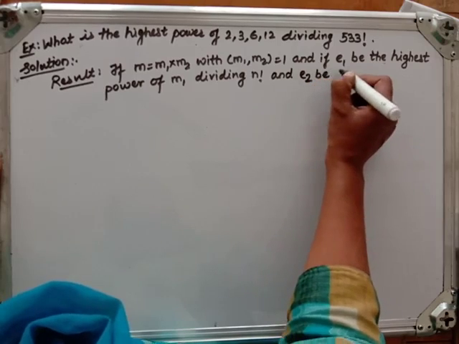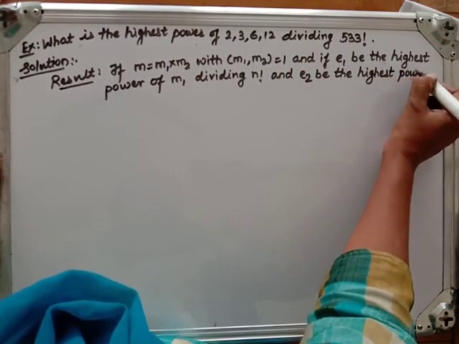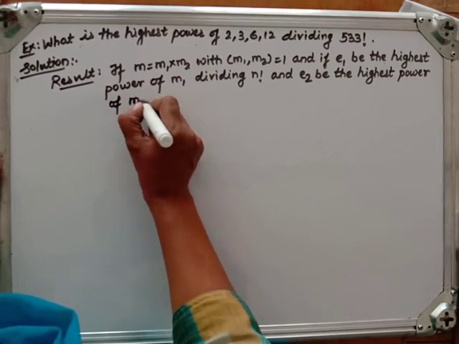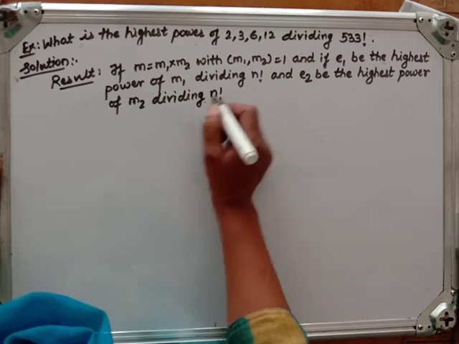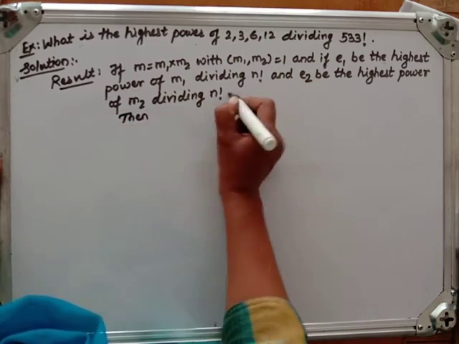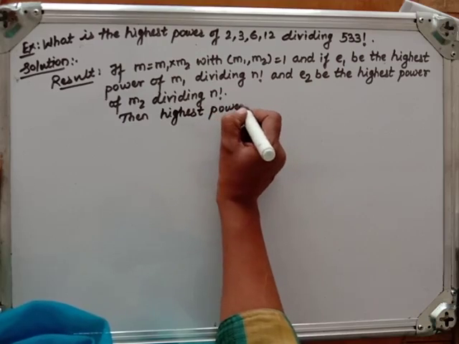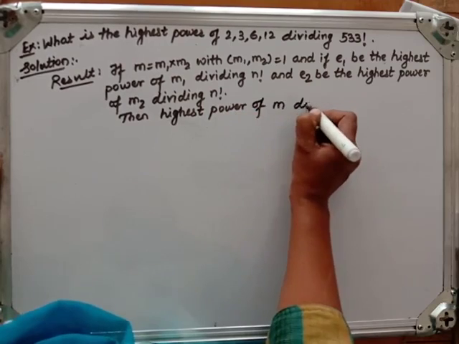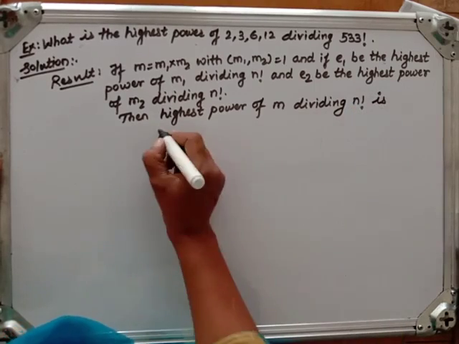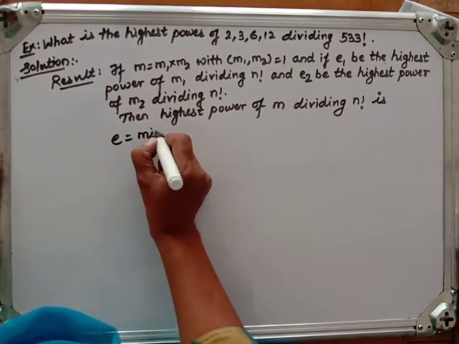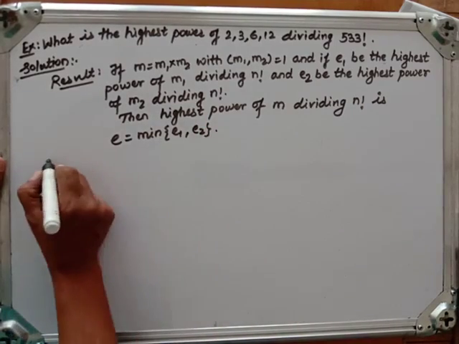and E2 be the highest power of m2 dividing n factorial, then the highest power of m dividing n factorial is E equal to minimum of E1 and E2. So let's do here this third one.